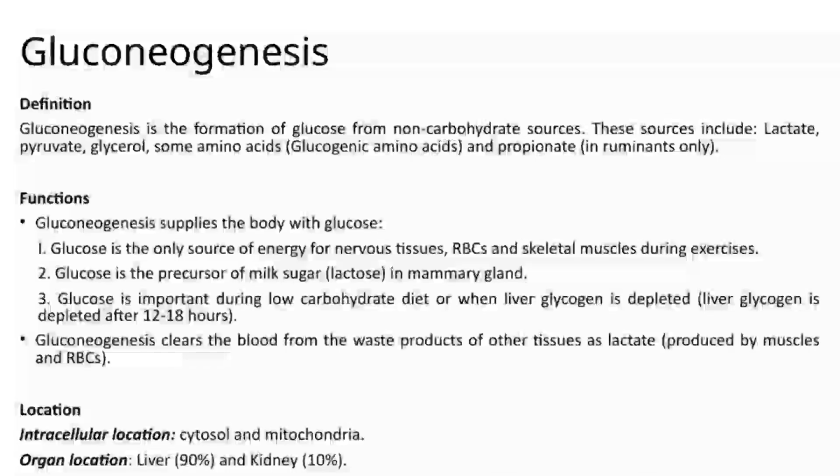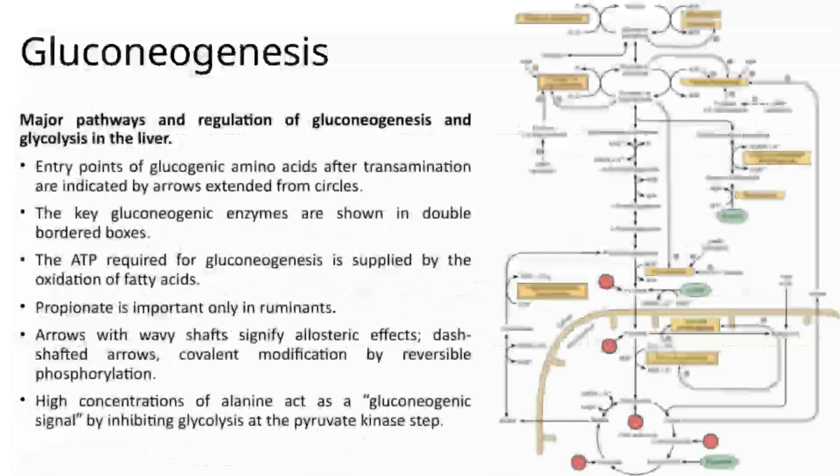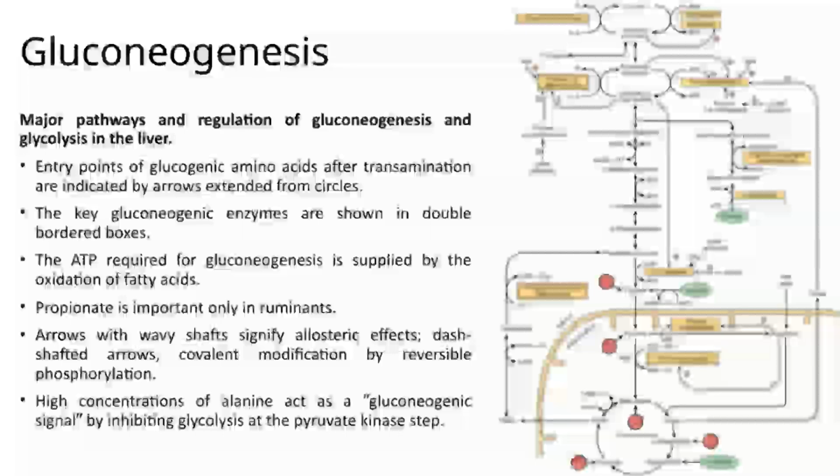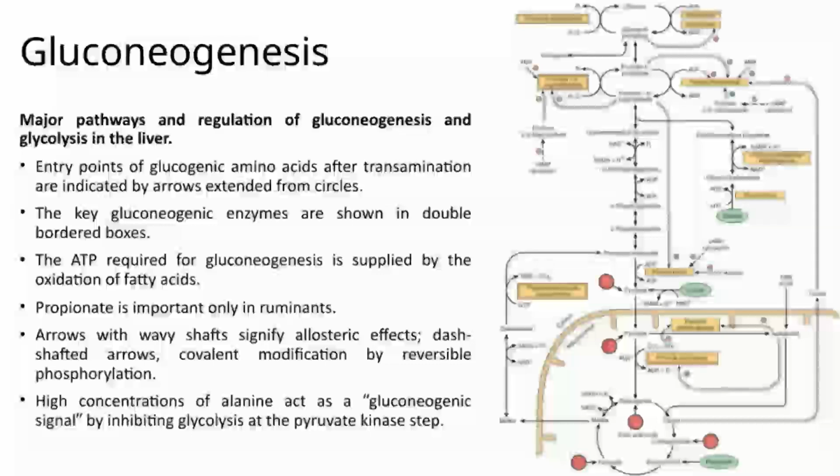In this slide, we're looking at the major pathways and how they're regulated in the liver for gluconeogenesis and glycolysis. You can see the entry points for glucogenic amino acids after transamination, which are indicated by these arrows extending from the circles. These amino acids can serve as substrates for glucose production when needed. The key enzymes involved in gluconeogenesis are highlighted in these double-bordered boxes, emphasizing their importance in the pathway.